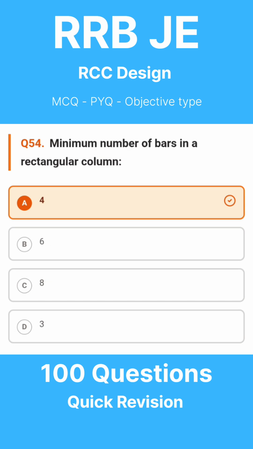Question 54. Minimum number of bars in a rectangular column. The correct answer is 4. Question 55. Minimum number of bars in a circular column. The correct answer is 6.